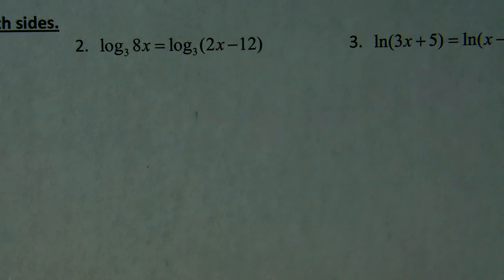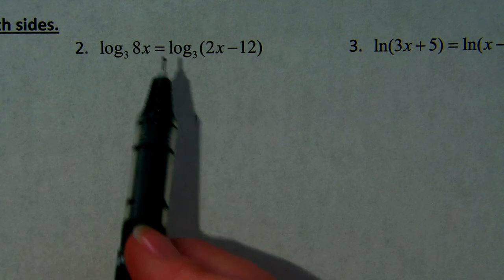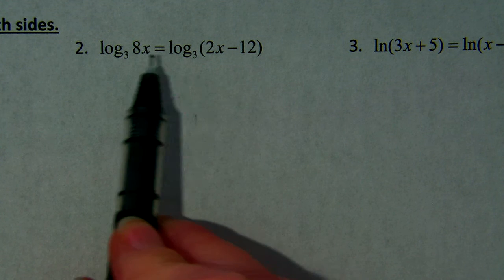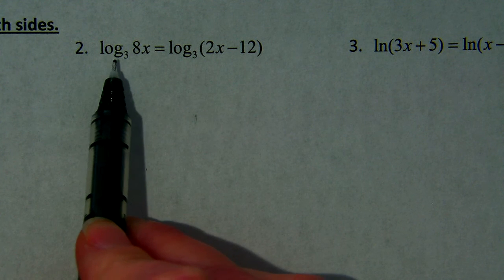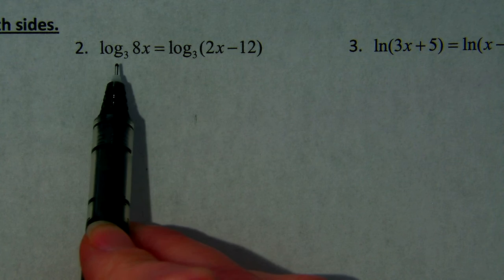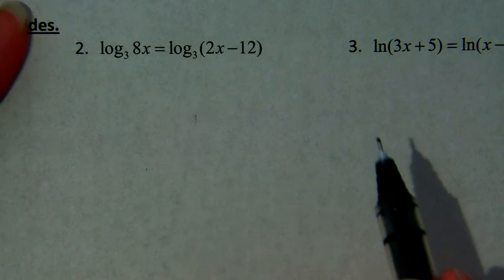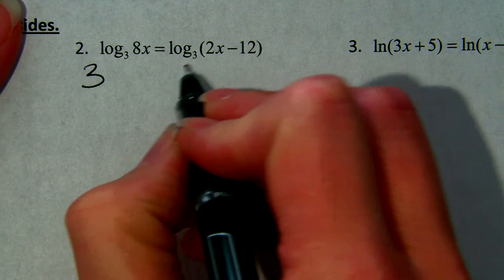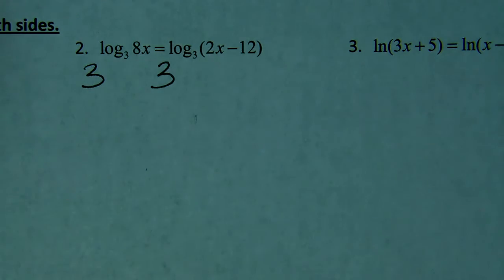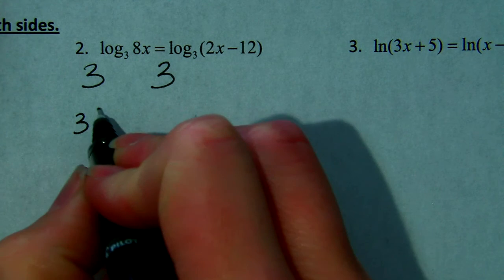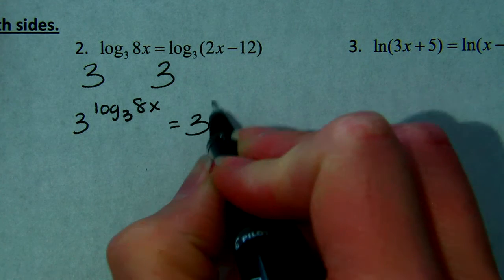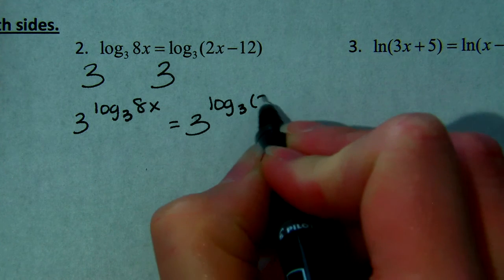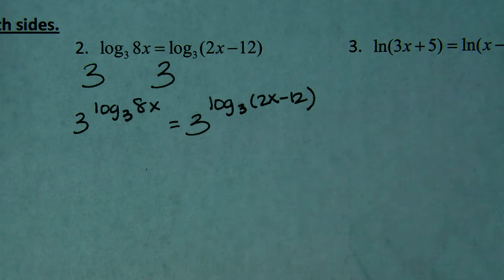Let's look at this one. These logs have a base of 3. And so what we're going to do is we are going to make them exponents with a base of 3. And so we write the big 3 here and the big 3 there. So we got 3 raised to the log base 3 of 8x is equal to 3 raised to the log base 3 of 2x minus 12.